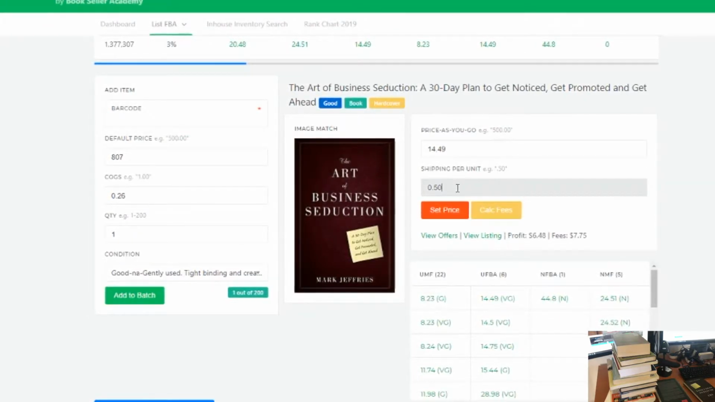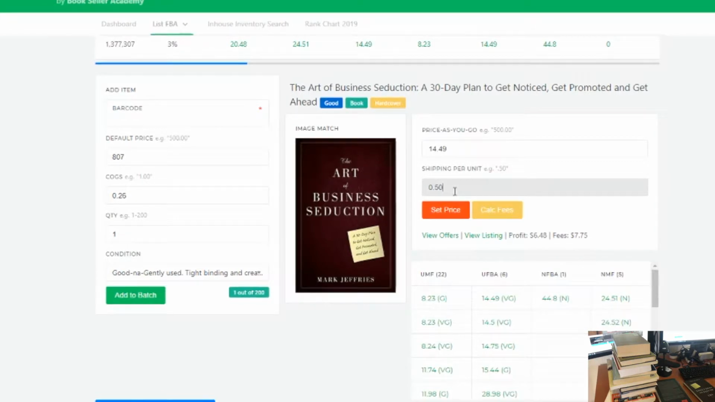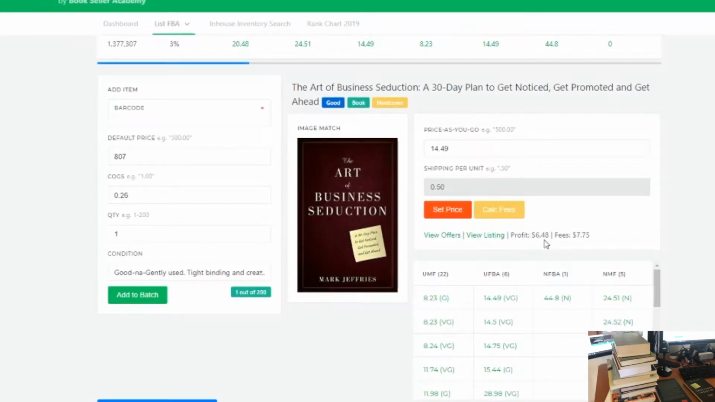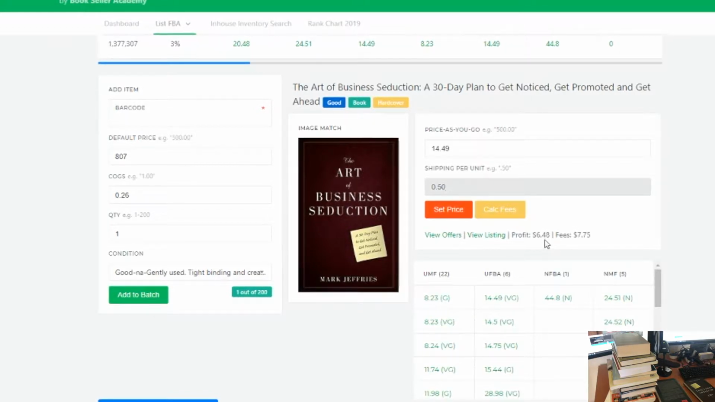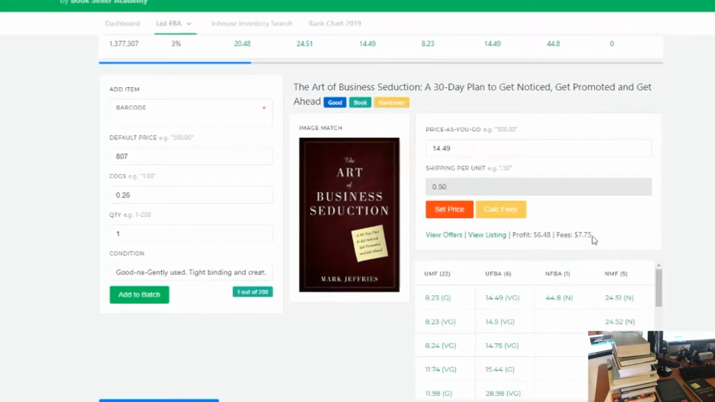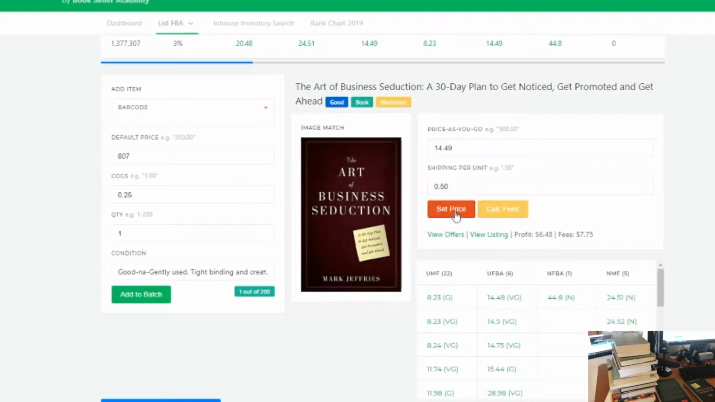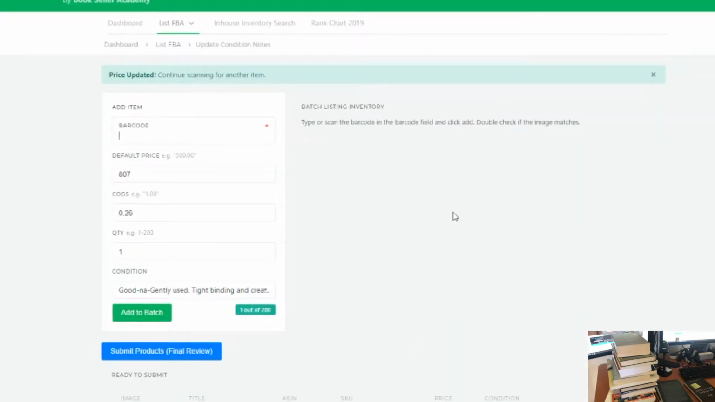I set default shipping per unit to 50 cents, and the fees are already calculated. This is going to be a $6 book profit, and these are the Amazon fees. So we'll just go ahead and set the price, and we'll go through one by one.